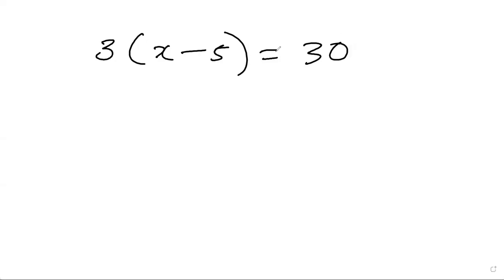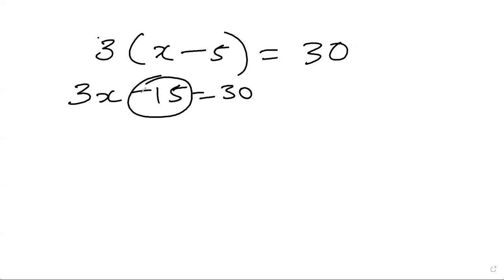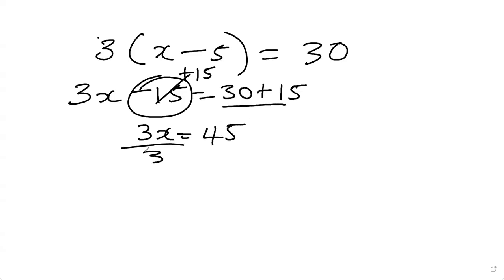So the bracket means to multiply, alright? So we have 3 times x, which is 3x. 3 times minus 5, a positive times a negative, negative. And then, of course, we do the opposite of minus 15, which is to add 15 to both sides. 30 plus 15, that's 45, and then we divide by 3, which would give us 15.